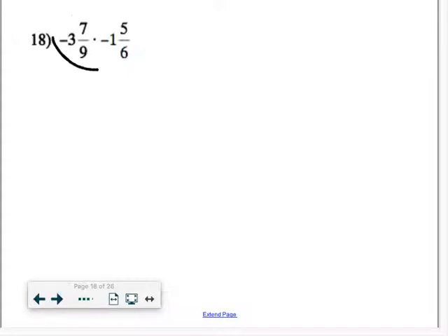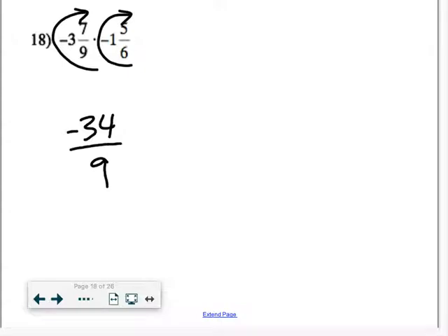Negative 9 times 3, 27, plus 7, 34, so negative 34 over 9. 6 times 1 is 6, plus 5 is 11. 11 over 6, and times. Hey guys, I found one where you can simplify beforehand.